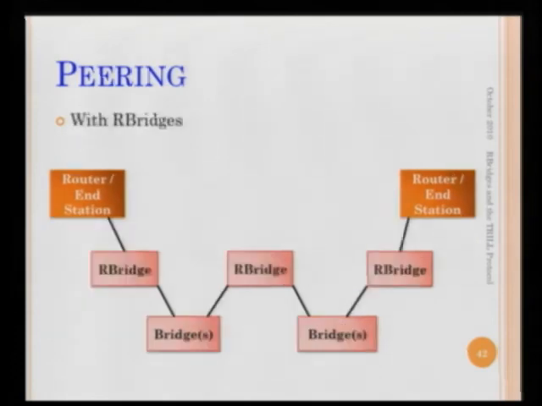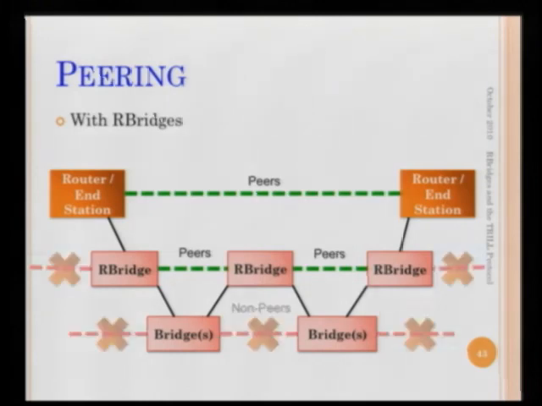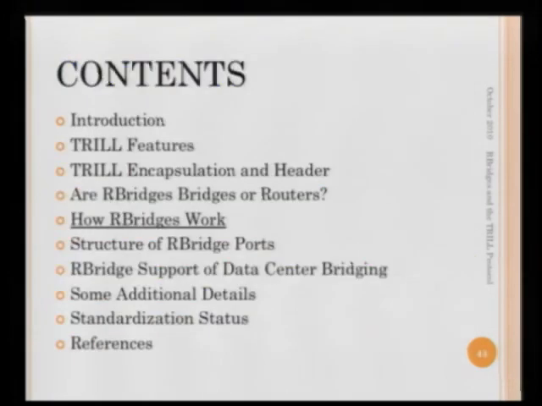But with RBridges, you have this new layer. So routers and end stations can peer through all this RBridge and bridge stuff in the middle. And RBridges can peer with each other despite bridges in the middle, but you really can't have other kinds of things. RBridges can't peer through routers, generally speaking, and bridges can't peer through RBridges because RBridges block the spanning tree BPDUs and so forth.